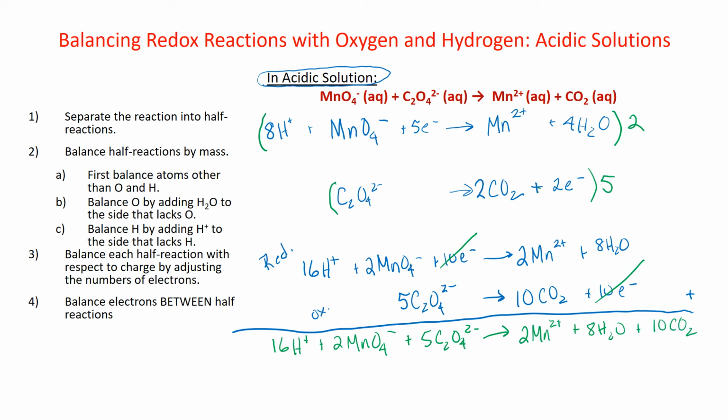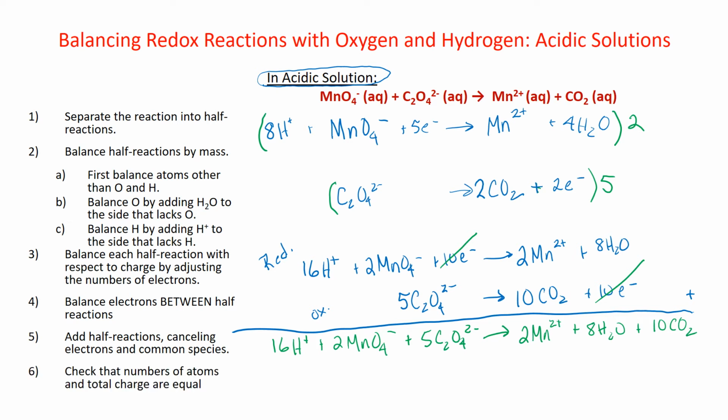Okay, we are going to just double check. Let's see, we've done our 5th step here. We've added our half reactions, canceling the electrons and common species. So it's always good to just double check that you really have maintained your mass balance and your charge balance. So for our mass balance, I've got 16 hydrogens on the left-hand side. I have 8 times 2, or 16, on the right-hand side. I have 2 manganese ions on the left-hand side. I've got 2 manganese on the right-hand side. I'm going to skip oxygen for a second. I'll come back to that. I've got 10 total carbons on the left-hand side, and I've got 10 on the right-hand side.